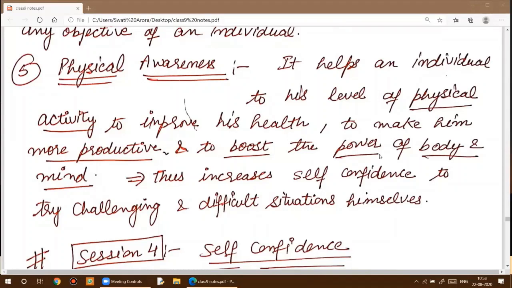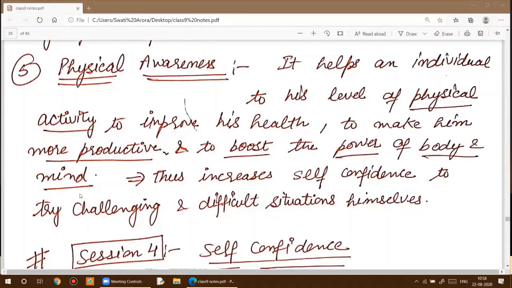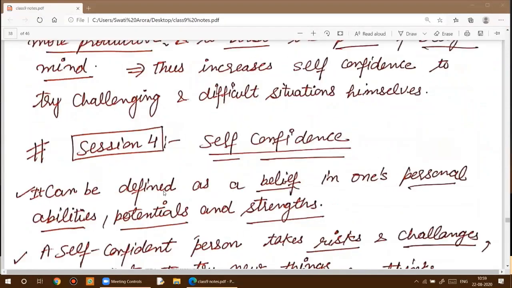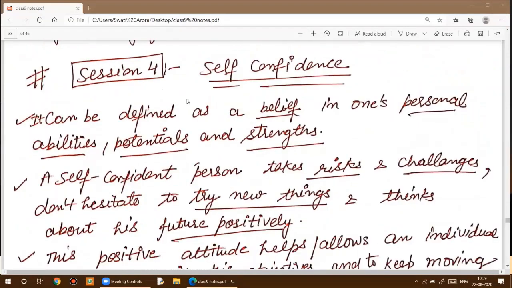Power is there in the body and in the mind. So if your body and mind are healthy, definitely you will be able to face the challenges and the difficult situations that are coming in your life. So you must be aware of your physical surroundings and about your health also. Okay, next topic is self-confidence.